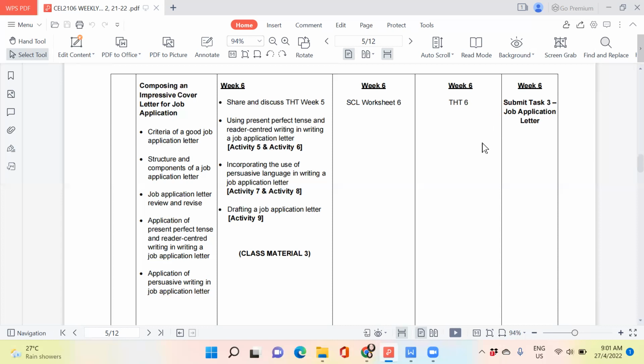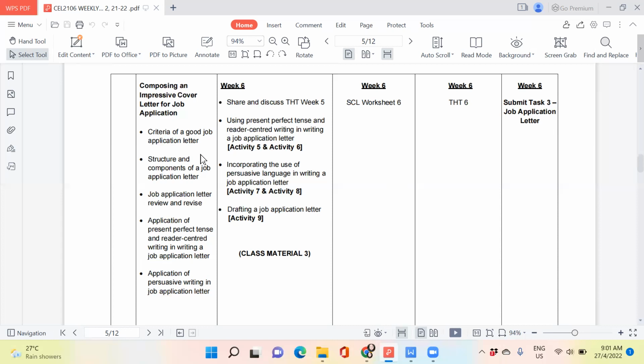So anyway, please remember you have to submit your ICR worksheet 6. This one, the deadline is on Sunday. This one, your task 3 for portfolio 1, the job application letter, I'm going to extend the deadline until Monday next week. This one also you have to submit via Putra Blast. Okay, let's get to it. So we'll be using the same class material 3.